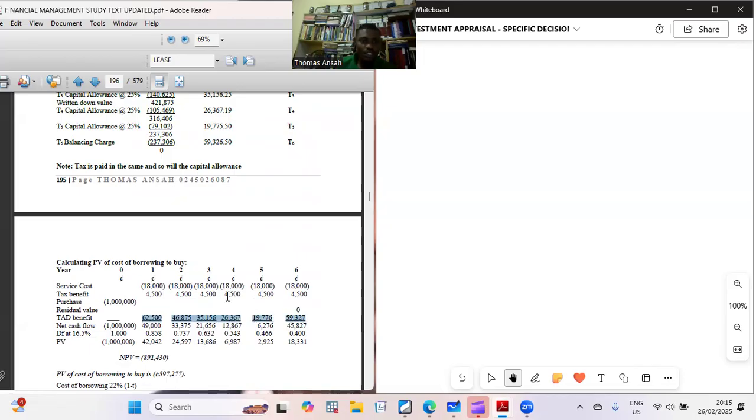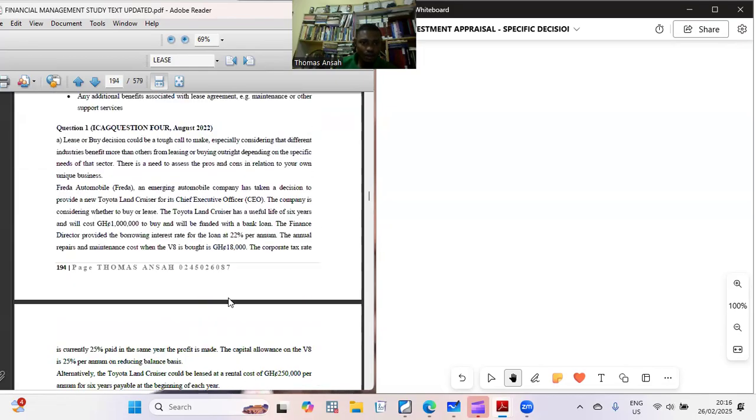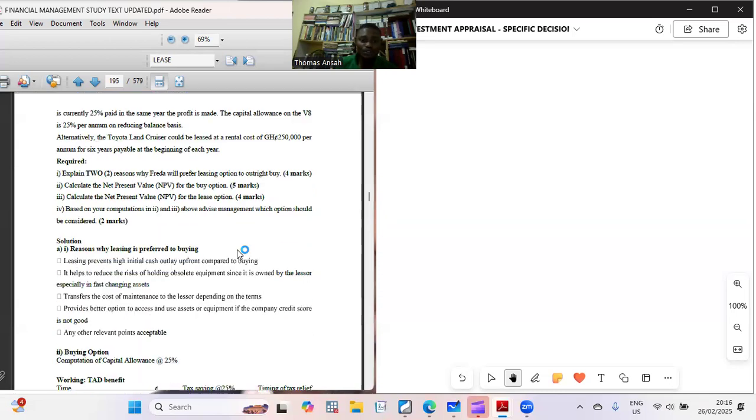Good. Then in the question, you also had this amount. Where is it? 18,000. So this is the borrowing post-tax. The amount is 1 million. So this is what you use to do your capital allowance. Then this one, 18,000, says the annual repairs and maintenance is 18,000. So that is an expenditure that you are going to have.